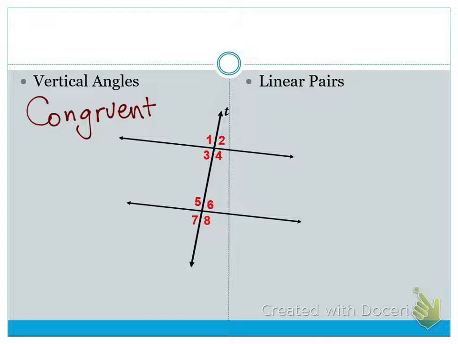So what is an example of vertical angles? Angle 1 and angle 4. 1 and 4, 2 and 3, 5 and 8, 6 and 7. Any of those. All right, and then we have a linear pair as well. So to the right, I believe that's a linear pair. What do we know about the measures of linear pairs? They're supplementary, right? So go ahead and write supplementary.